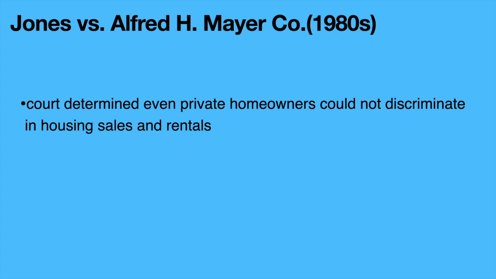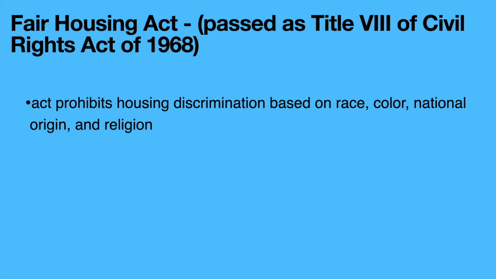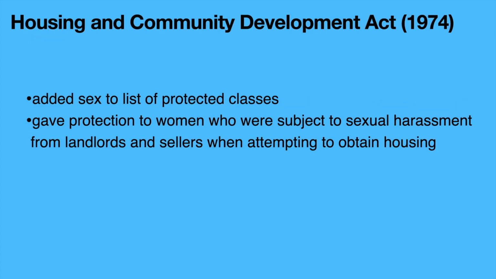The Fair Housing Act was passed as Title VIII of the Civil Rights Act of 1968. This act prohibits housing discrimination based on race, color, national origin, and religion. The Housing and Community Development Act, which passed in the 1970s, added sex to the list of protected classes. This gave protection to women, who are often subject to sexual harassment from landlords and sellers when attempting to obtain housing.